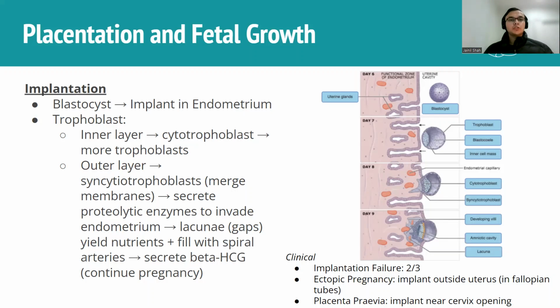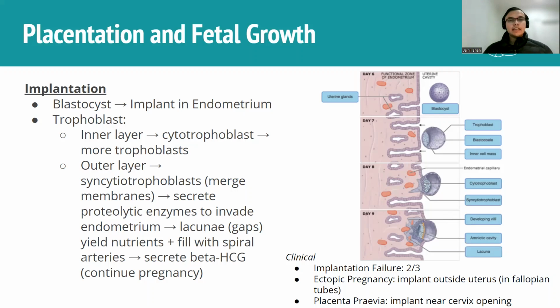The outer layer, which is called the syncytiotrophoblast, will actually merge their membranes and do something very important later on. But first, quickly, you would have seen the word syncytio come up quite a lot, both in the context of sperm and also in the context of RSV, or respiratory syncytial virus. In both those contexts, it refers to how, through some process, it causes membranes to merge. And it's very much the same here.